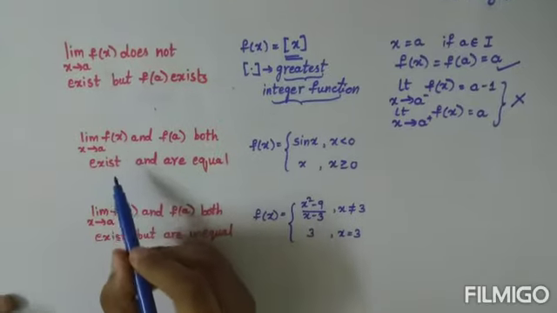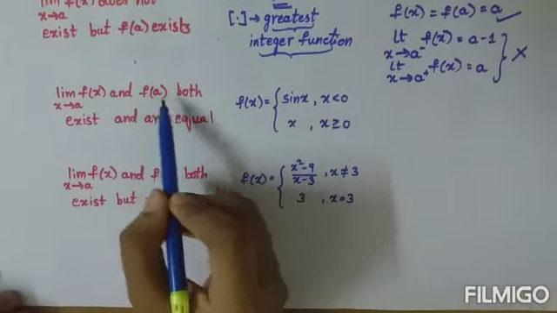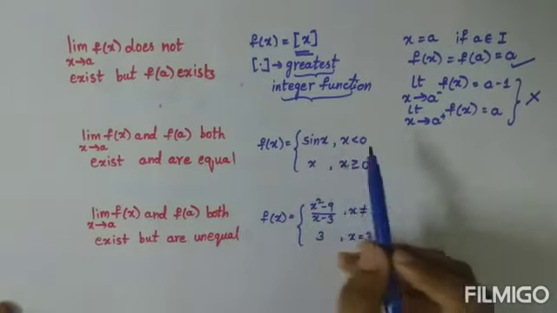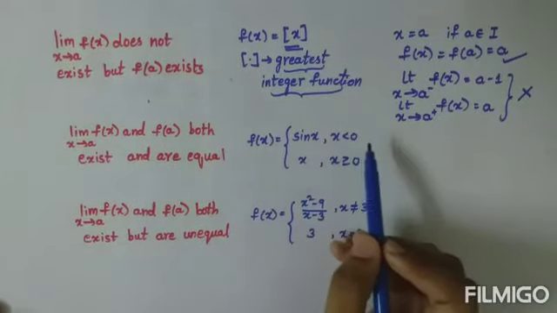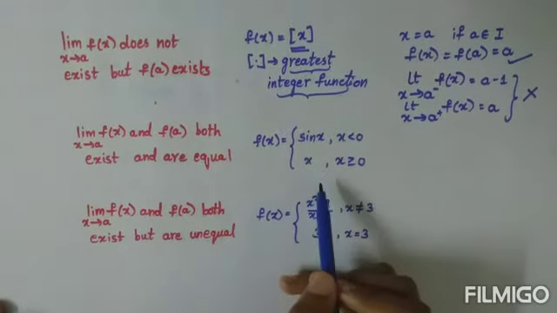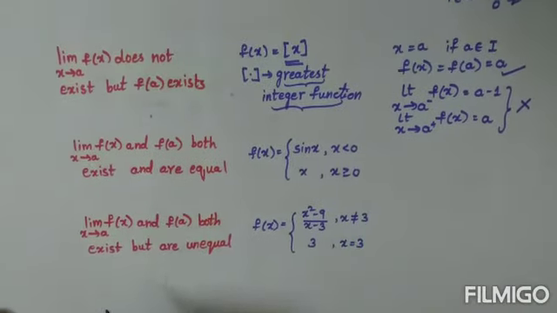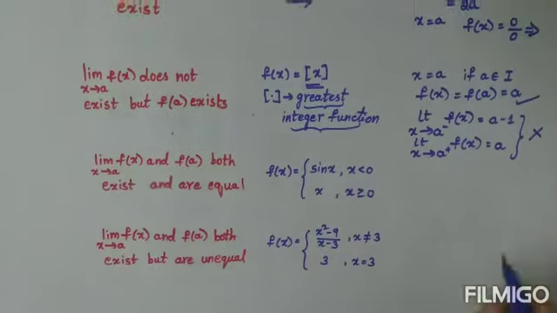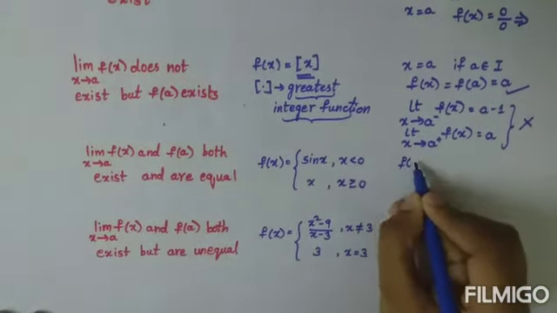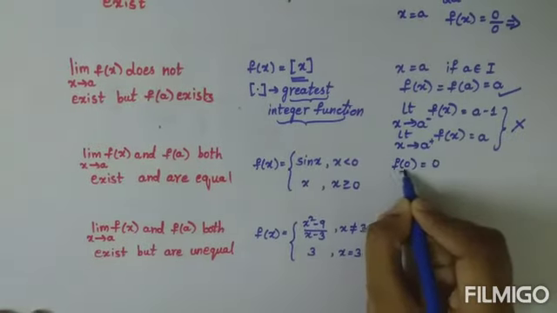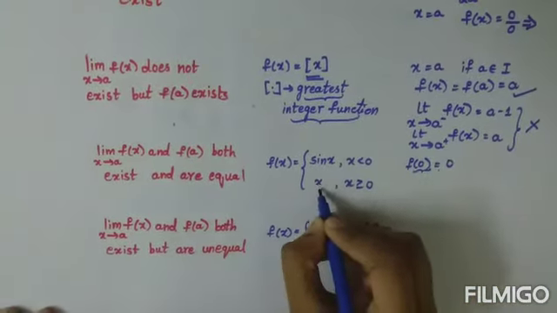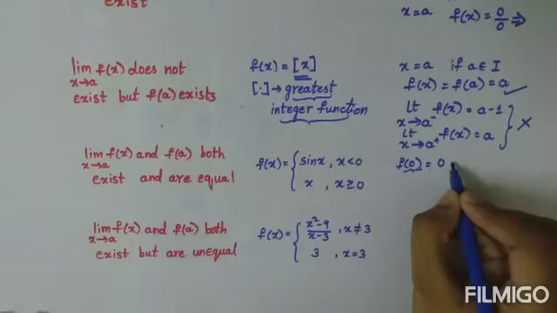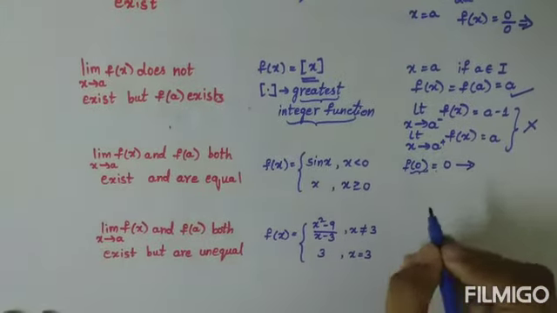Now if we come to the further case, limit of f of x and f of a both exist and are equal. So let us consider a function which is equal to sin x if x is negative and equal to x if x is greater than or equal to 0. So we have to find the limit of the function at x equal to 0. f of 0 is 0, since for x equal to 0, the value of the function is x. So f of 0 is 0. Here the function is defined and exists and is finite too.